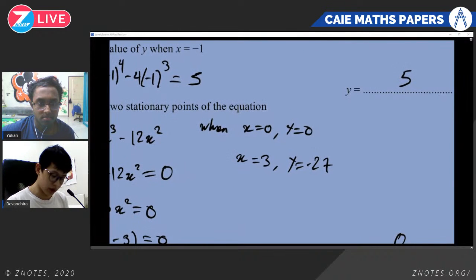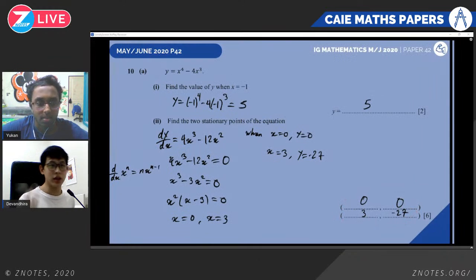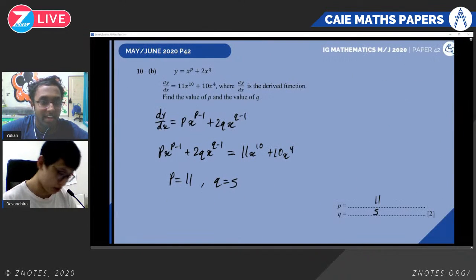So right here, I've already written it. When you put 0, you get y is equal to 0. When you put 3, you'll get negative 27. And those are your 2 points. As simple as that. 6 marks. Very easy. Imagine. This is free grades right here. And yeah, that is the correct answer.